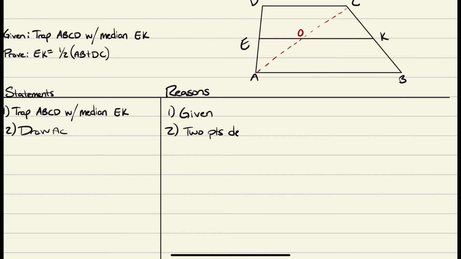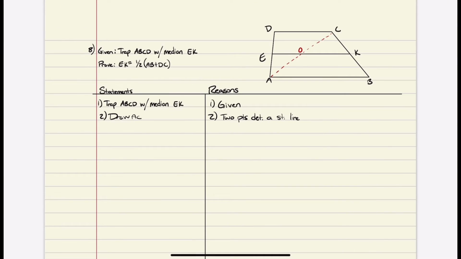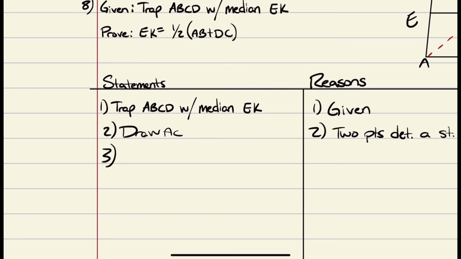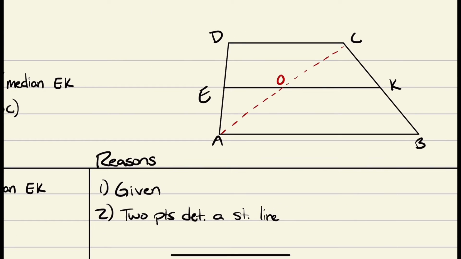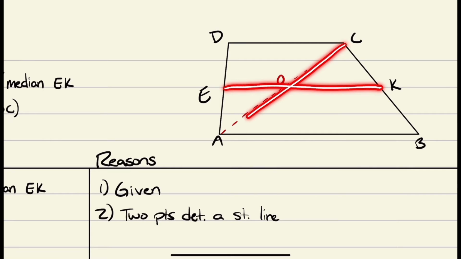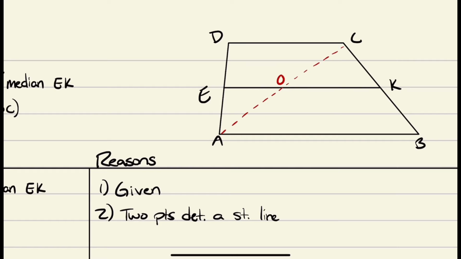Okay, number 3. I'm going to say something that may confuse some of us, especially if you have not looked at some of the previous theorems and corollaries that we have stated. I can say this, though. I can say that EK bisects AC. Let's take a look. I said EK bisects AC. I'm saying that this line cuts this line into 2 equal segments. I could have also stated that O is the midpoint, and we may say that in a couple steps here.